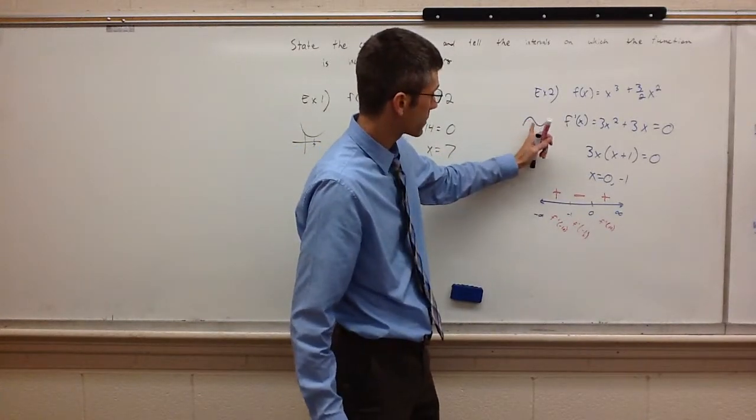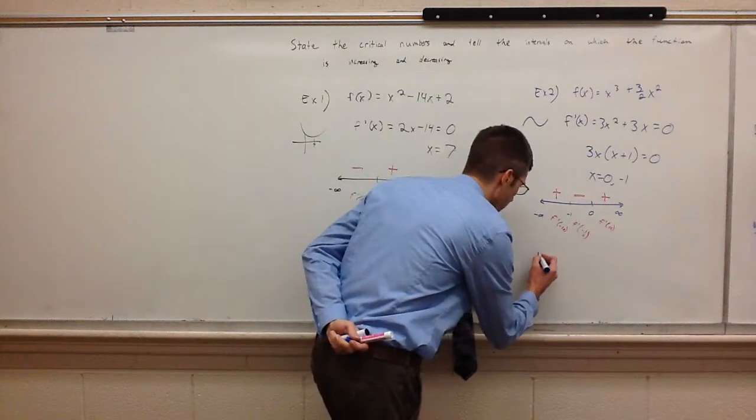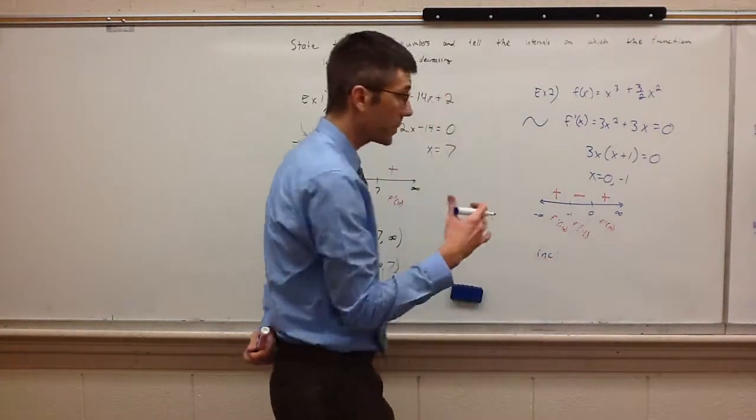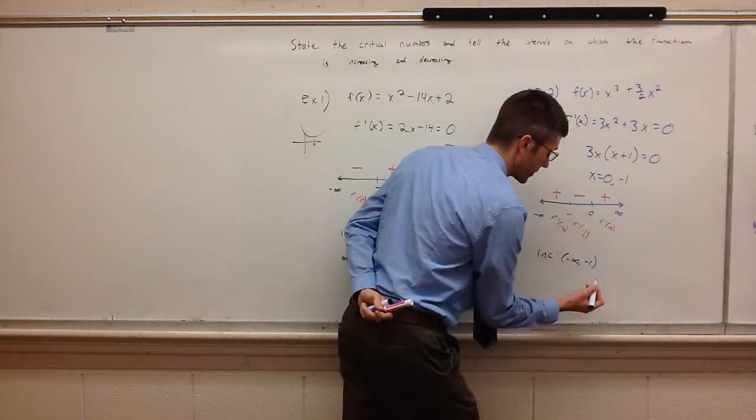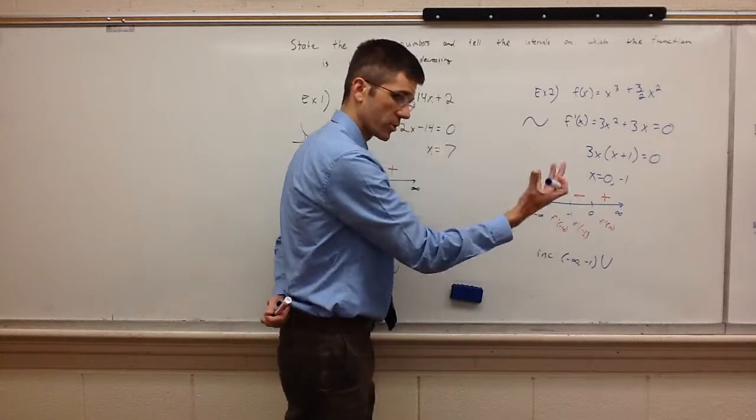That is where x equals negative 1. That's where x equals 0. Let's write it down. It is increasing on a couple intervals. It's increasing from negative infinity to negative 1, union, meaning we're going to join two intervals together.